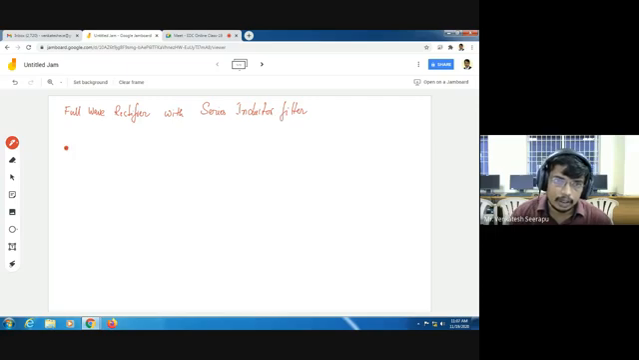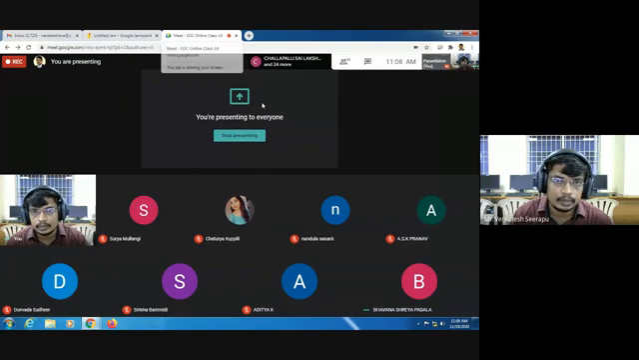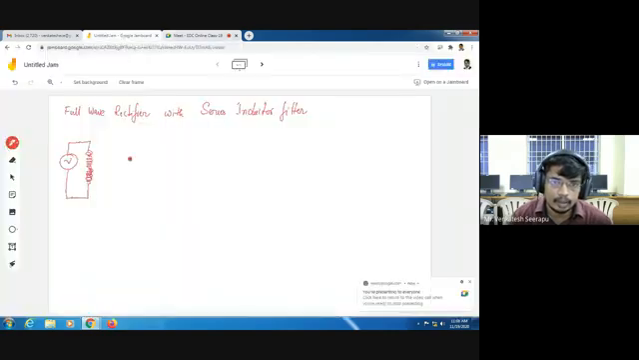So first I am drawing a full wave rectifier. Let us consider. Here we will use a center tapped transformer. Let us consider it is my full wave rectifier. Here I am giving an AC signal from the plug point. A full wave rectifier has a center tapped transformer.